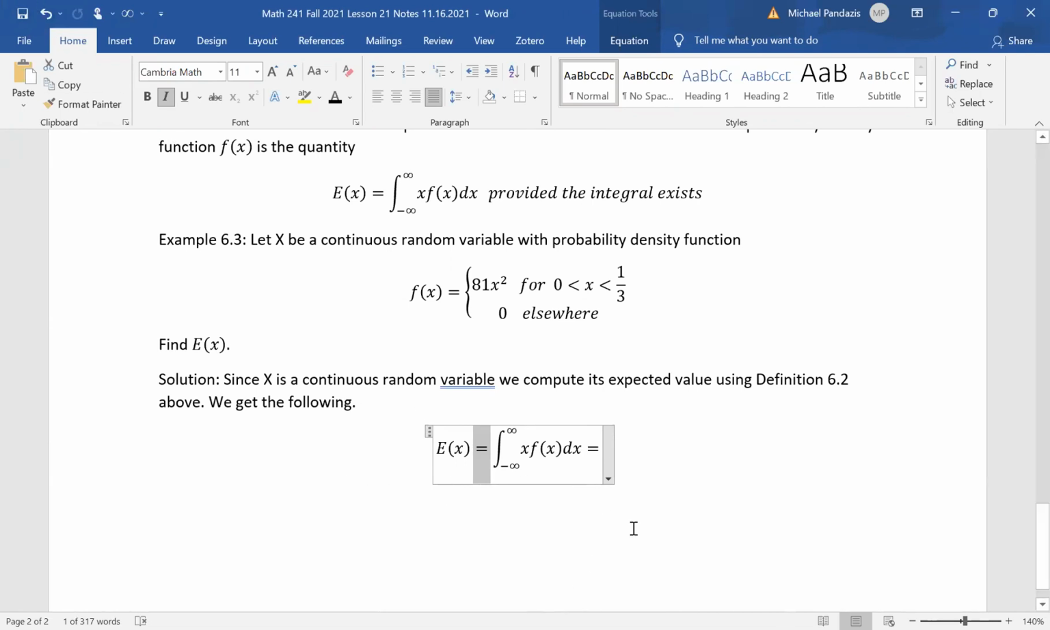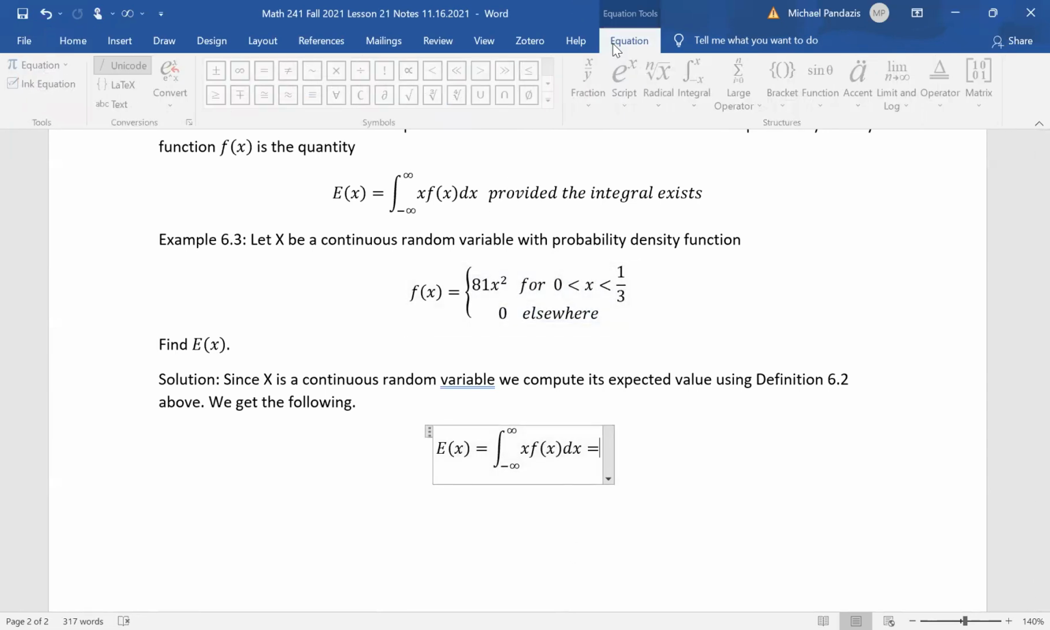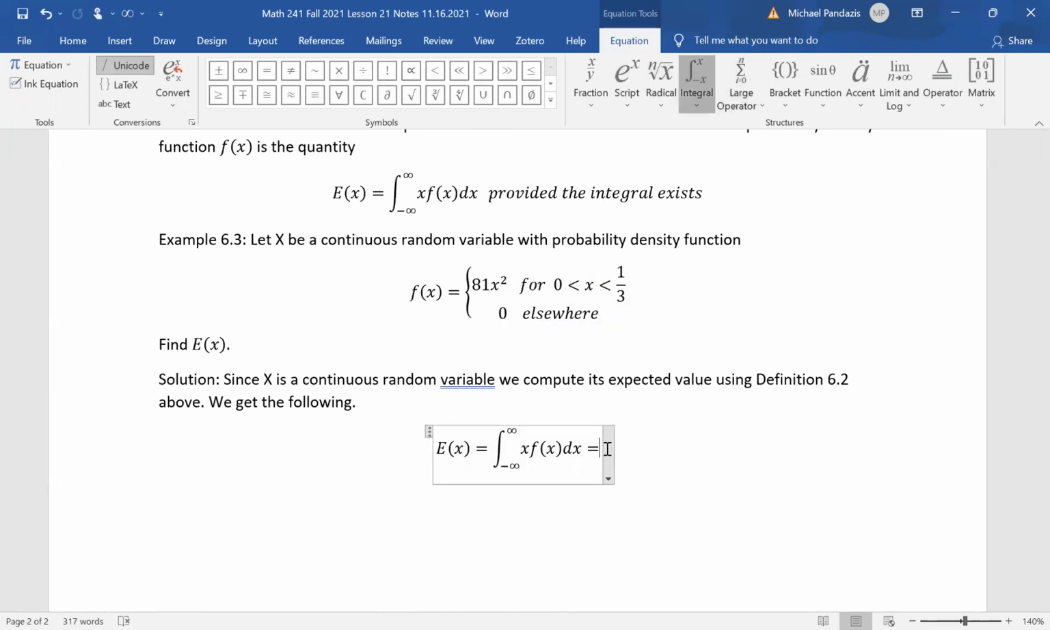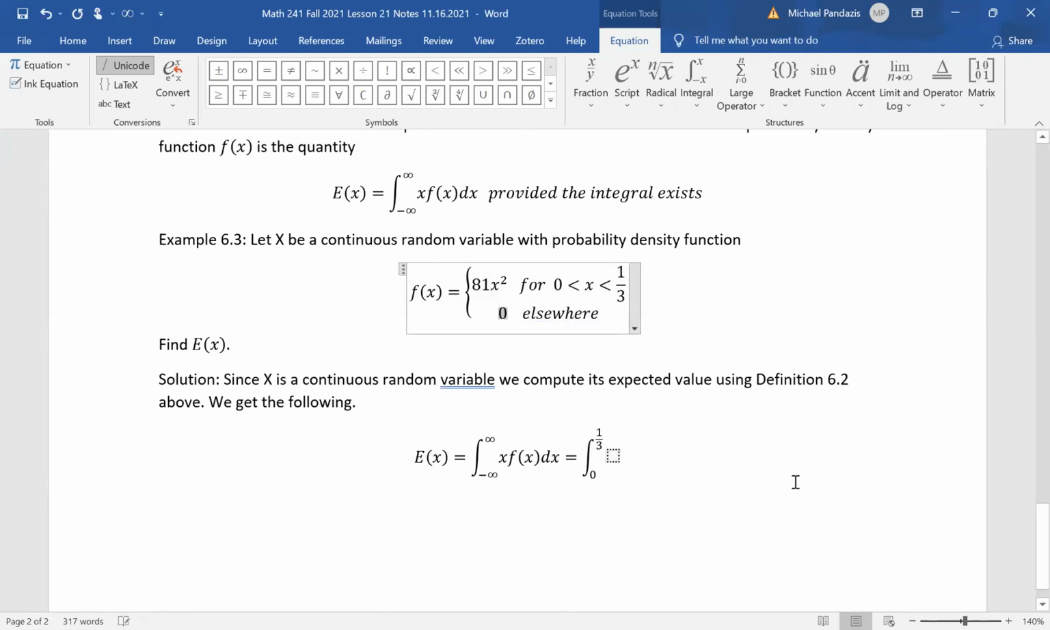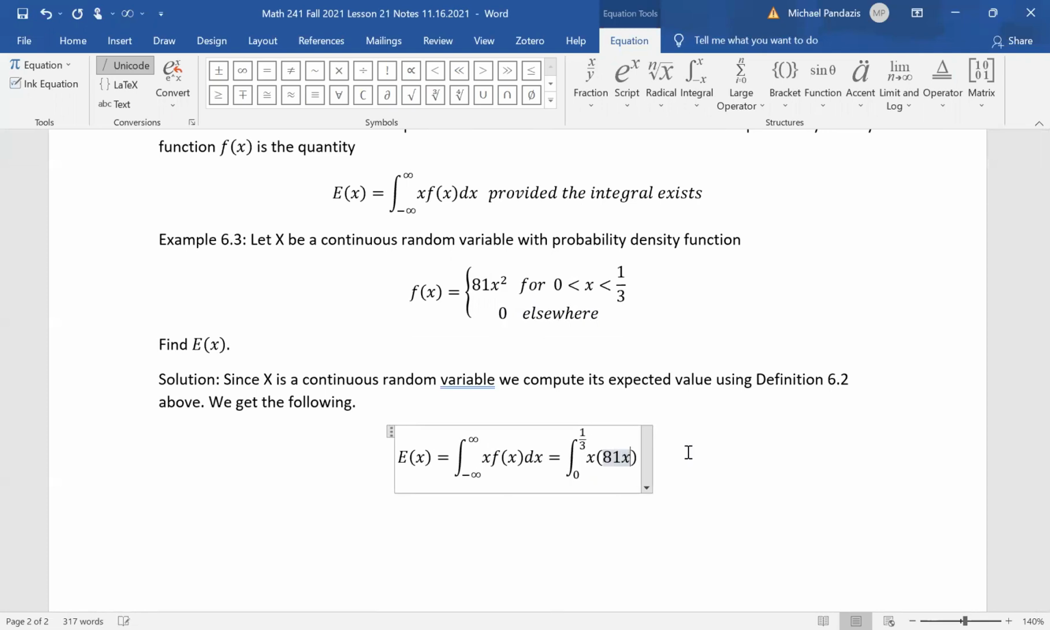So it's equal to this, and you have this function 81x squared for 0 less than x less than 1/3 and 0 elsewhere. So this function f of x is 0 for any x value outside of that interval. That means that when you integrate this, you only have to integrate from 0 to 1/3, because everywhere else x times f of x is 0. Between 0 and 1/3, f of x is 81x squared, so the original integral is equal to the integral from 0 to 1/3 of x times 81x squared dx.